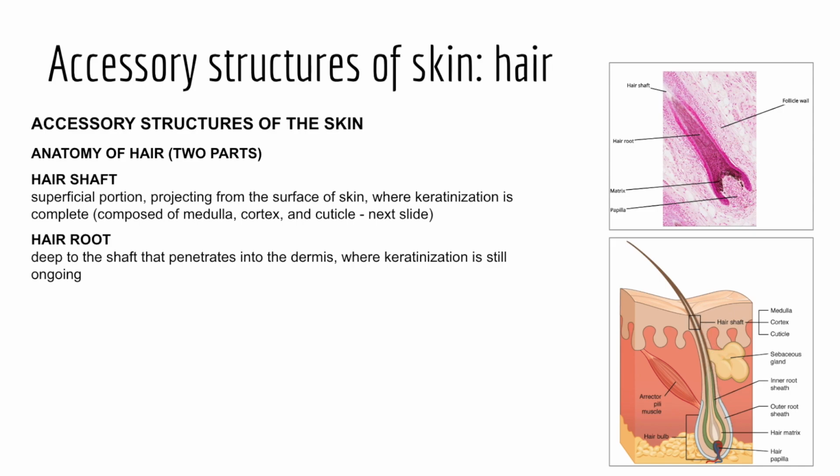When we look at a close-up of the shaft, we're going to see it's composed of three parts: an innermost medulla, a more superficial cortex, as well as then an outer cuticle, and we'll look at that in more detail in the next slide. We also have the hair root, which is found deep to the shaft. It penetrates into the dermis and is surrounded by a hair follicle. That's the sheath of skin and connective tissue, while also being connected with a sebaceous gland or an oil gland, and we'll understand why that is coming up.